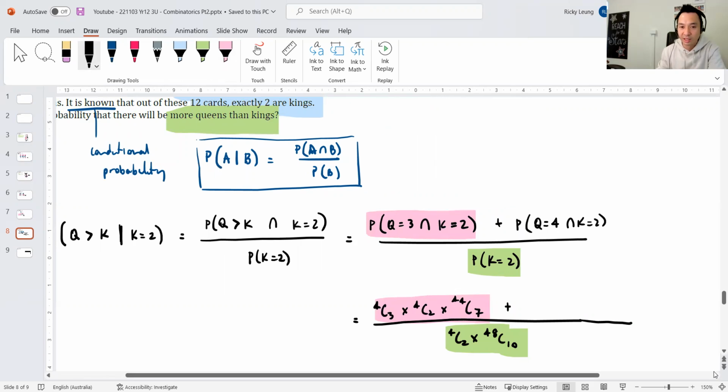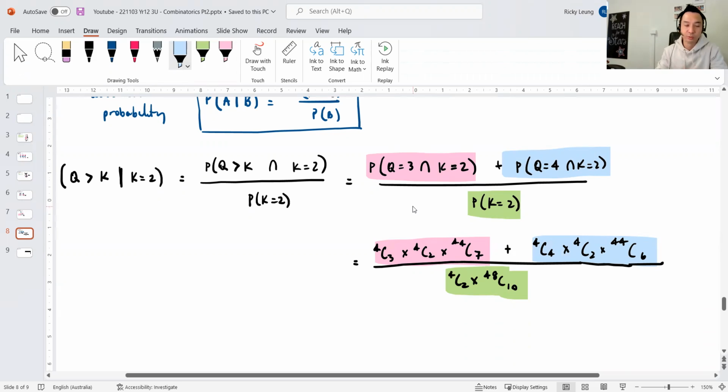So for the next one, from the 4 queens, choose 4. From the 4 kings, choose 2. And from the 44, because I've already chosen 6, choose another 6. Does that make sense? So it's all to do with cases, but it's also conditional probability. And if you punch that in your calculator as a fraction, you get 53.2162.